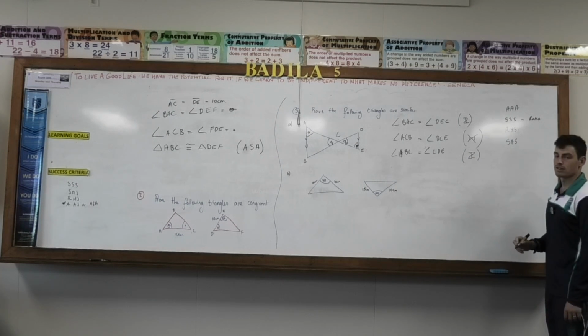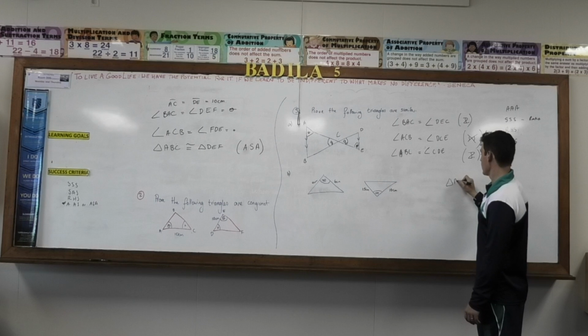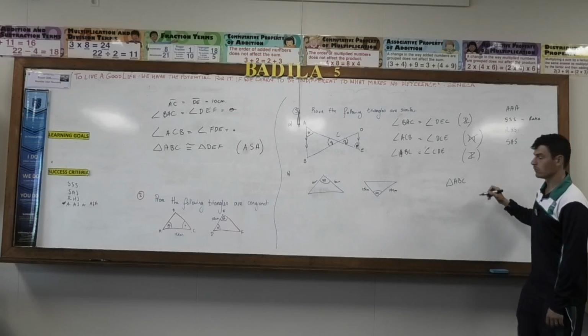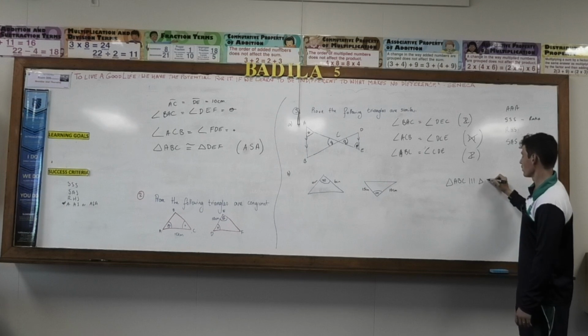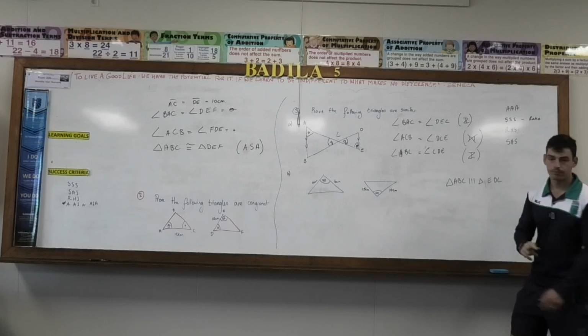How would I write similarity? What's the way to show similarity? Triangle ABC. Three lines is triangle. Probably should call it EDC. Sweet.